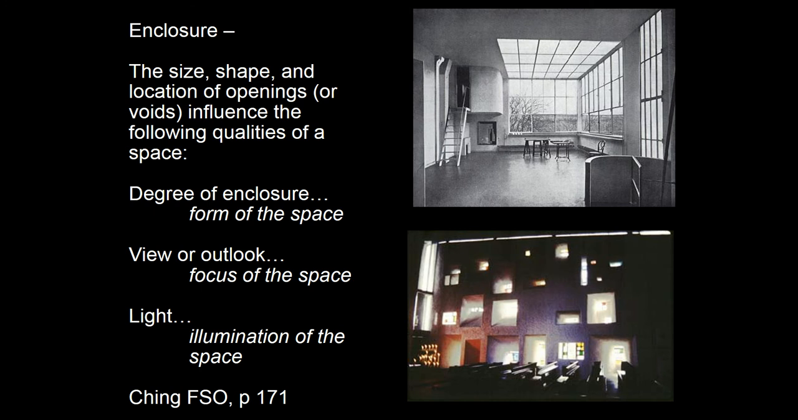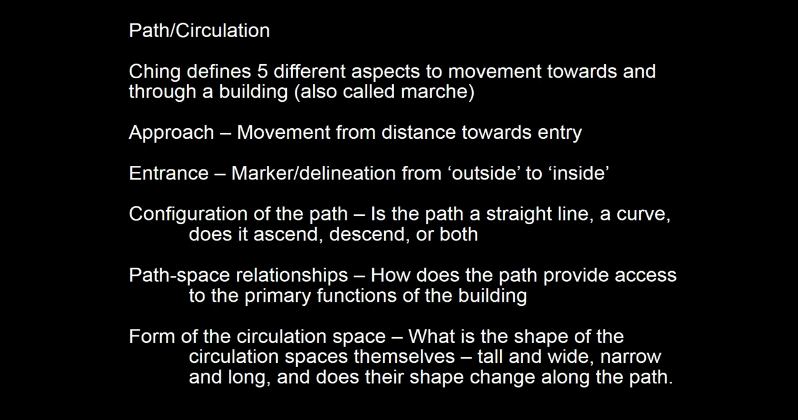All right, next thing, path and circulation. There are a number of different things to consider in path and circulation. One is the approach to something, the approach to a piece of architecture, how you move towards it. Another one is entrance. Any piece of architecture needs to have something that says, hey, this is where you enter. This is the main entrance.